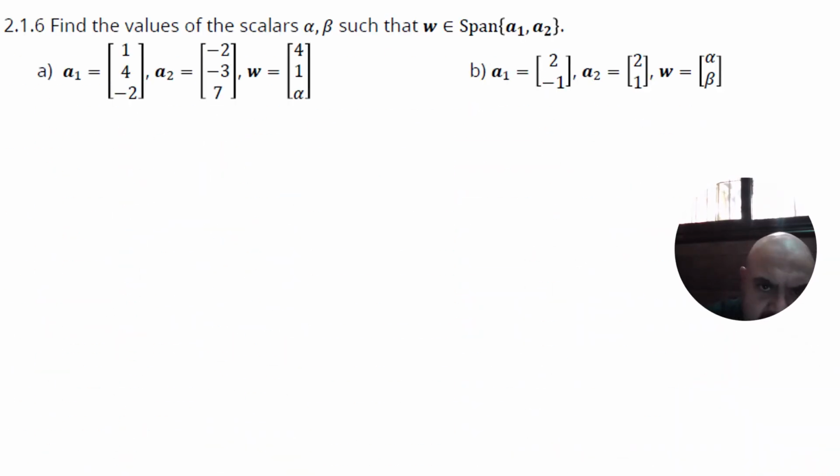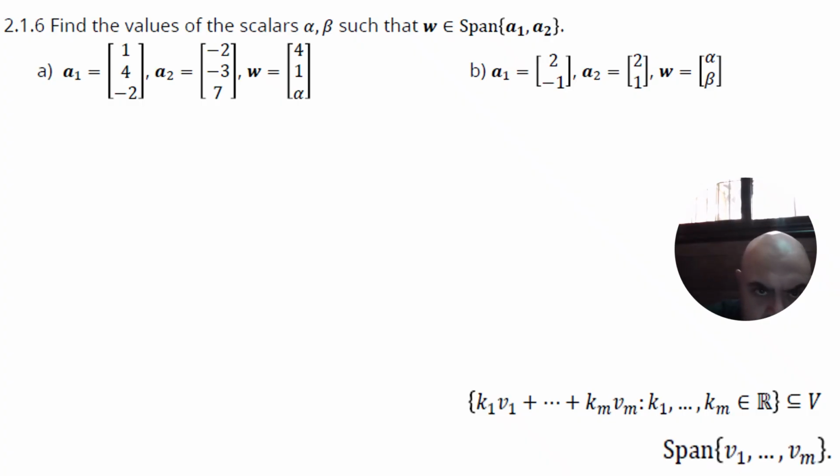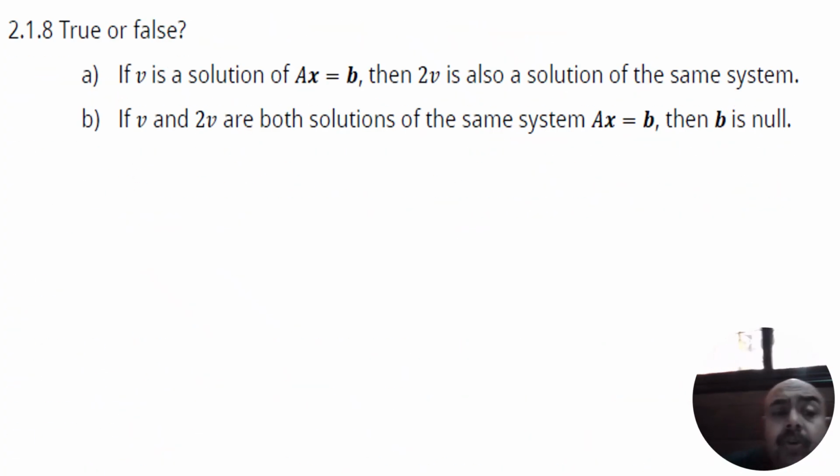This is also exactly the same. There are no new steps in this problem. Here he wants you to check. I found that this problem is a very nice one. He's asking you to state whether it is true or false: if V is a solution of AX equal to B, then 2V is also a solution of this system. Let's think. If V is a solution for the system AX equal to B, then is 2V also a solution of this system?